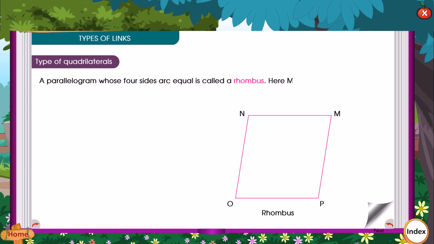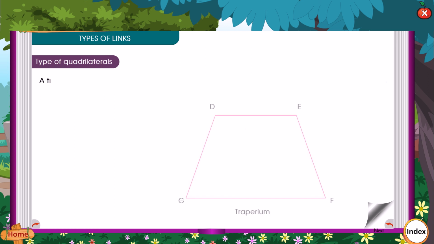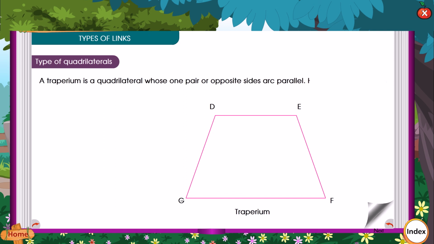Here, MNOP is a rhombus in which MN is equal to NO is equal to OP is equal to PM. A trapezium is a quadrilateral whose one pair of opposite sides are parallel. Here, DEFG is a trapezium in which DE is parallel to FG.